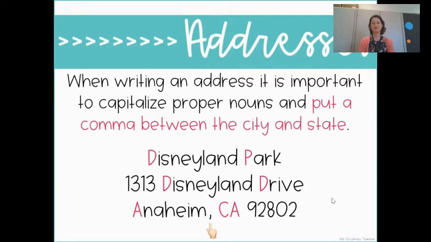When you're writing an address, it's important that you capitalize all proper nouns and that you put a comma in between the city and the state. Here's an example for Disneyland Park: 1313 Disneyland Drive, Anaheim, California, 92802. The comma goes in between the city and the state. And you'll notice Disneyland Park, Disneyland Drive, Anaheim, and California all have capitalized letters. The beginning of the names of the business, the streets, the city, and the 2 letters that represent the state are all capitalized.